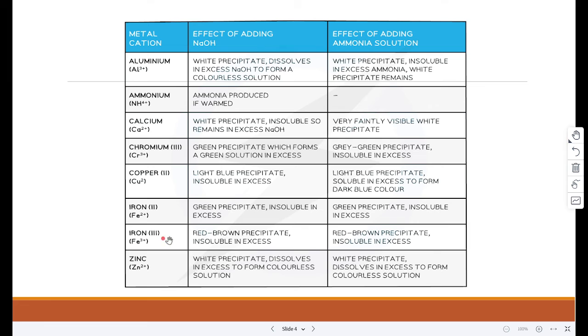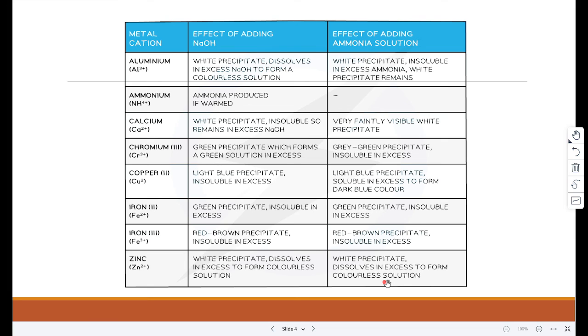For iron 3, a red-brown precipitate will form and it will be insoluble in excess, and it is going to be the same when we add ammonia solution. For zinc, there will be a white precipitate which will dissolve in excess NaOH to form a colorless solution. But in ammonia, the white precipitate will also dissolve in excess to form a colorless solution.